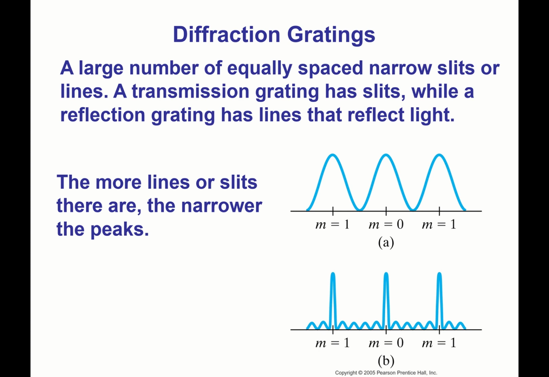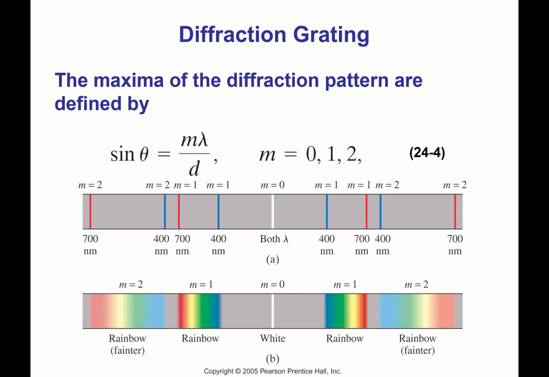So it turns out that the more lines that you put in there, the more slits, the narrower the peaks are. So you go from a picture like A to a picture like B, where you have narrower peaks. You notice the position of the peaks is the same because that's given by, again, d sine theta equals m lambda. So if you have the slit spacing the same, then the peaks are going to be at the same angle for a given wavelength, but the intermediate peaks get smaller. So the peaks get narrower, and these intermediate peaks get smaller.